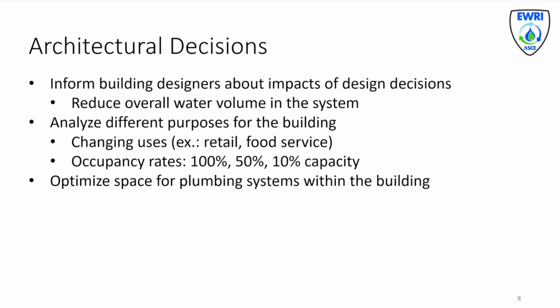Gary pretty much covered this, but what is the design of the building that we can use to reduce the water volume in the system and have better water quality in the building? Analyze the different uses, occupancy rates, as I mentioned, and then optimize the space in the building for the plumbing systems. Do we need pressure reducing valves on every floor? Can we optimize how those are used? And that also plays into how the building is operated.